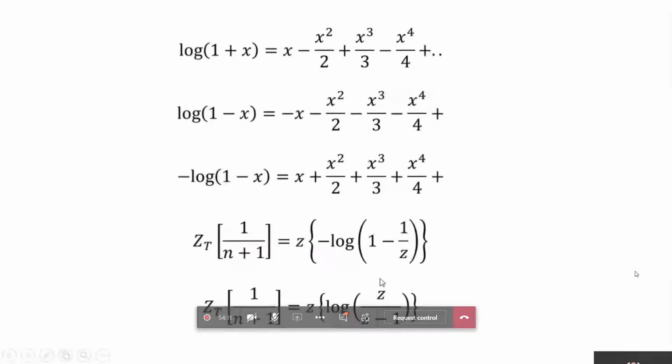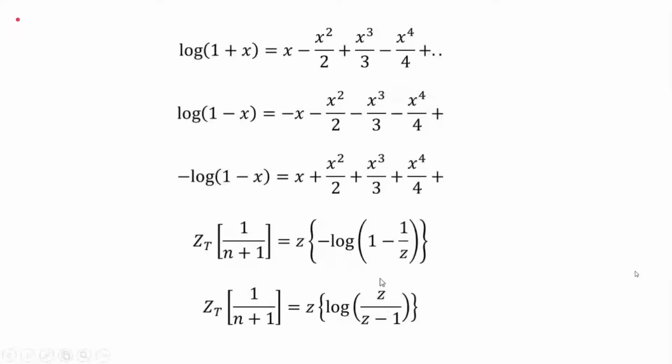So I can make z the common denominator. It will be z minus 1 by z. And if I reverse it, the minus sign will get cancelled. So what I get is the z transform of 1 by n plus 1 is z into log of z by z minus 1.